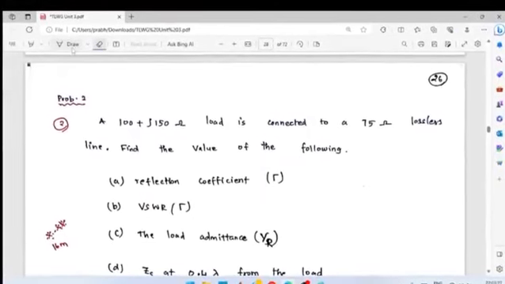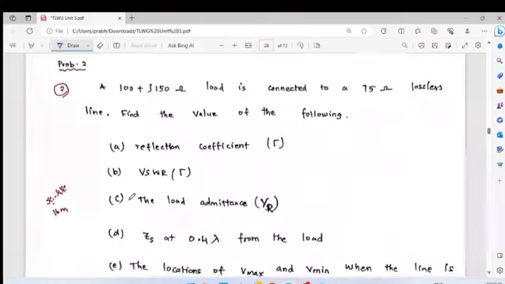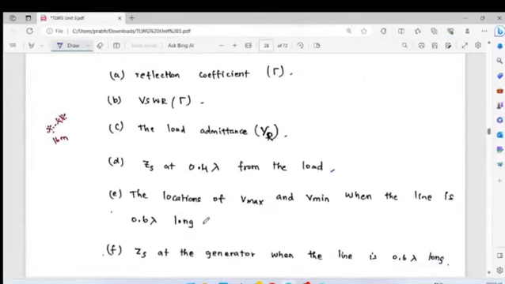So this is the second problem in Smith chart series. Here a 100 plus j150 ohm load is connected to a 75 ohm characteristic impedance lossless transmission line. Then find the value of the following: reflection coefficient, VSWR, load admittance, the input impedance, Vmax and Vmin location.